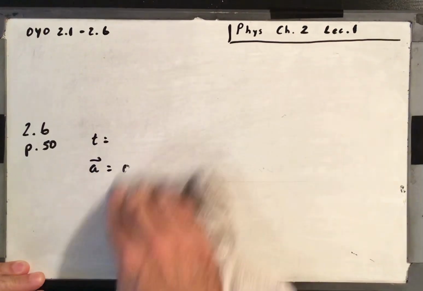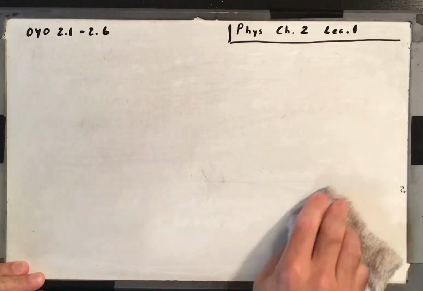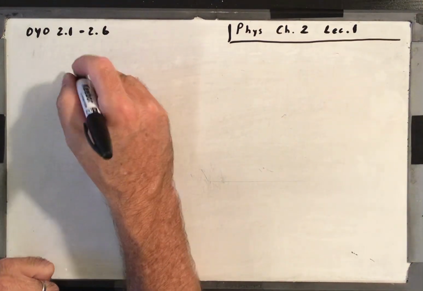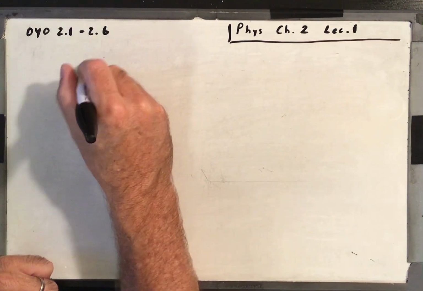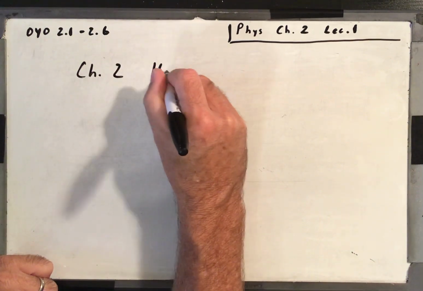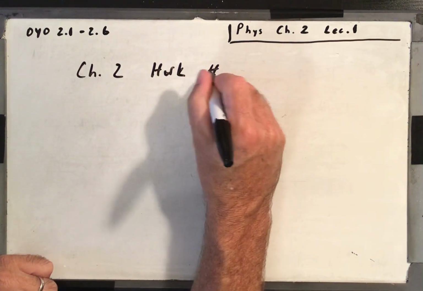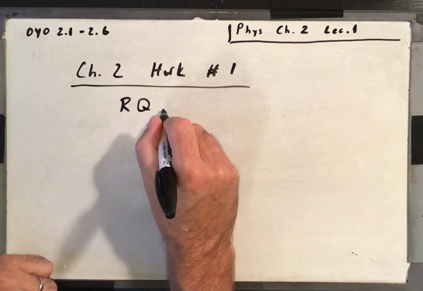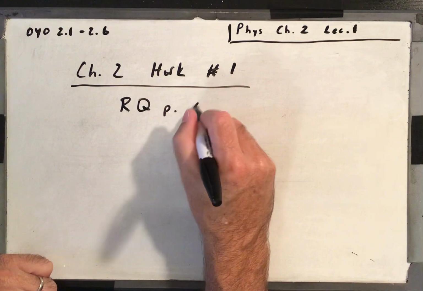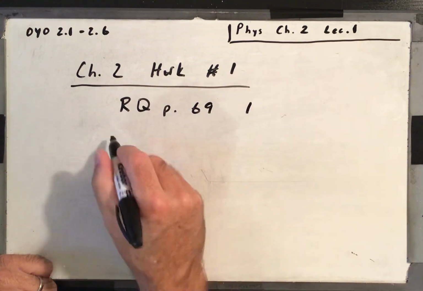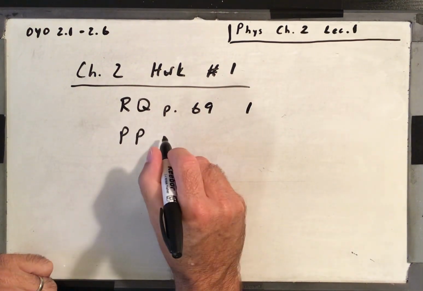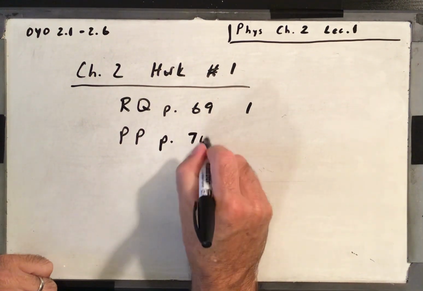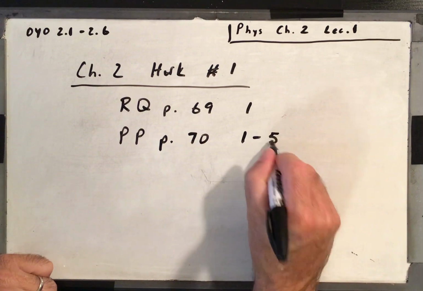Okay, so what are the homework problems that go with this section? Well, we'll call this Chapter 2, Homework Number 1. We have review questions, page 69. The only one you can do is number 1. And practice problems, page 70. You can do numbers 1 through 5.